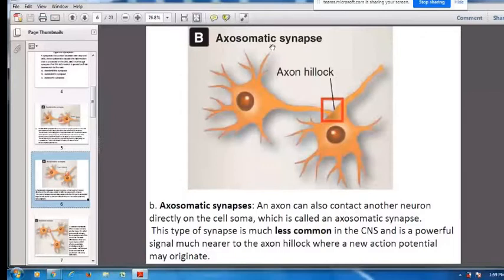Okay, so could you see the pictures, the three pictures of the three types of synapses? Axodendritic, axosomatic, and axoaxonal. Most common in the CNS is axodendritic. Then can you see this picture?